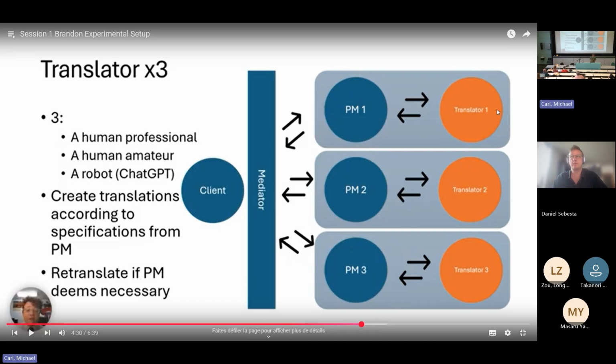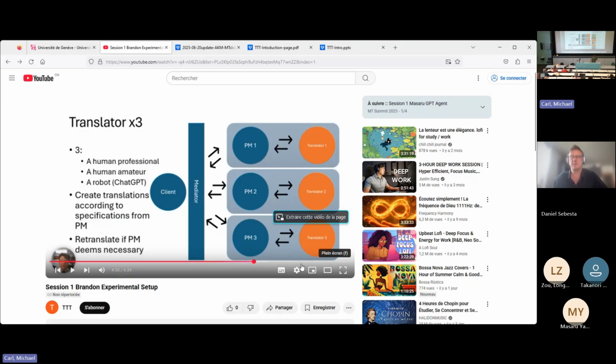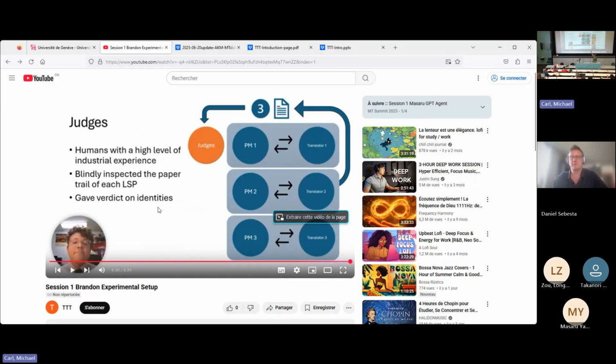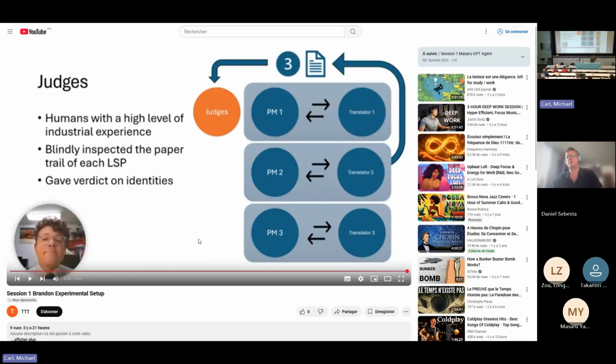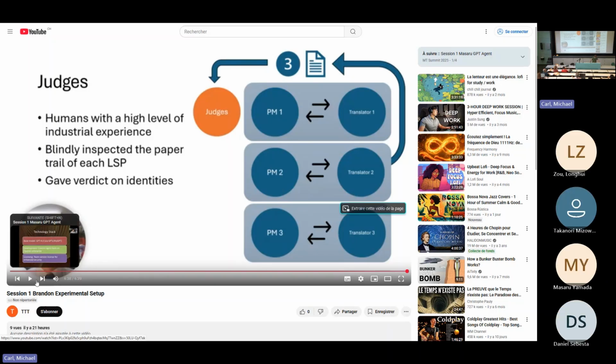Okay, so then the next clip is about ChatGPT. We have 3 project managers, and one of them is ChatGPT. Masaru will talk about ChatGPT, and how he is very skilled in working with ChatGPT, and he had this idea to implement this ChatGPT thing. So he will talk about this.